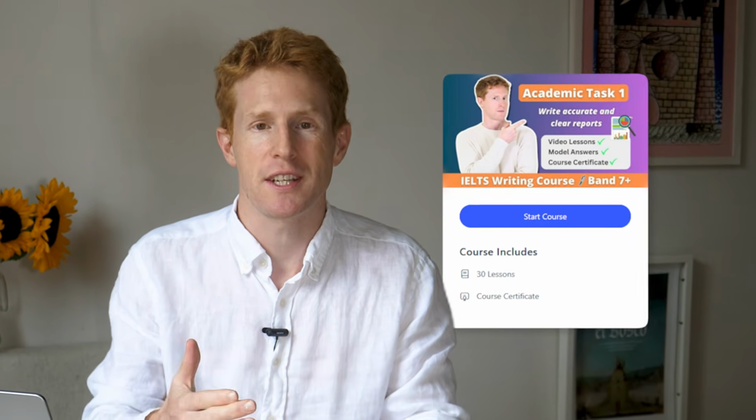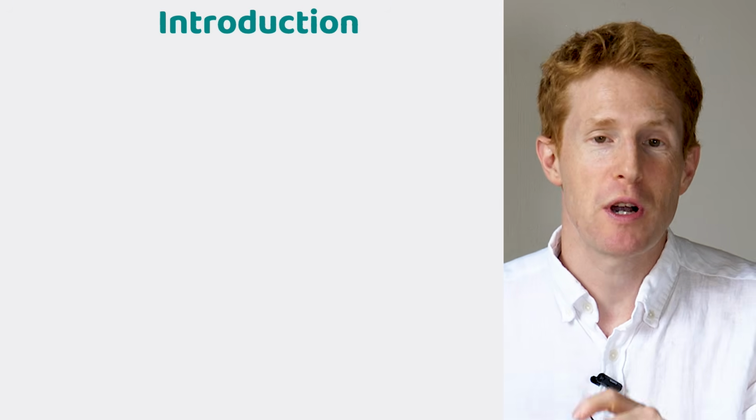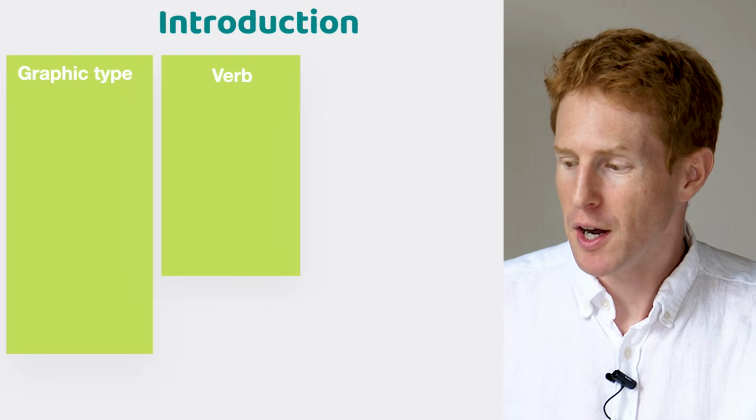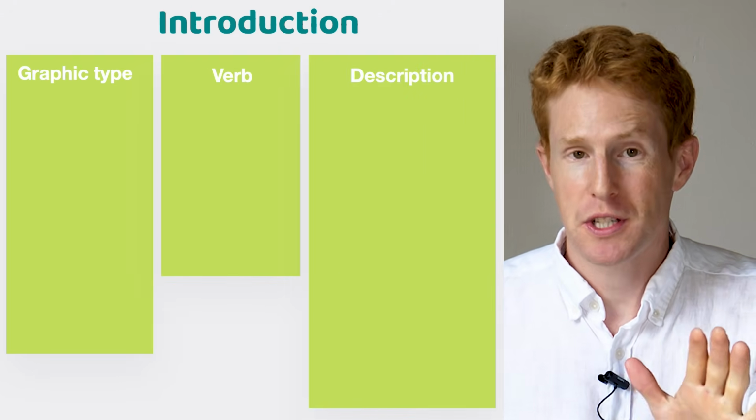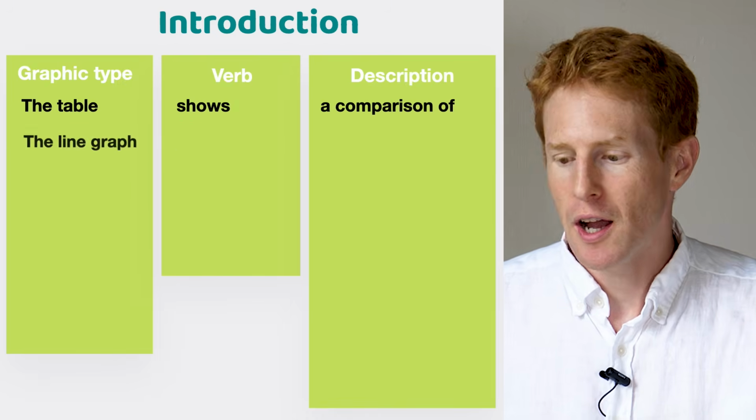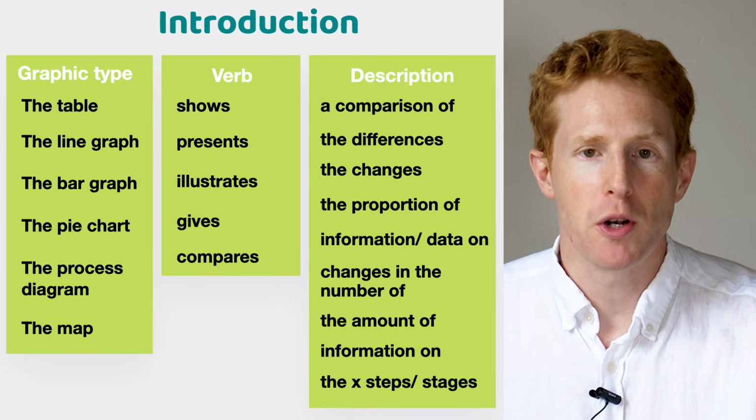In today's lesson, we're focusing on IELTS writing. The first thing I want to show you is a cheat sheet you can use for any graphic type. This is what you do. You put the graphic type and then a verb and then a description. For example, the table shows a comparison of. The line graph presents the differences, and then you've got a whole other bunch of combinations.